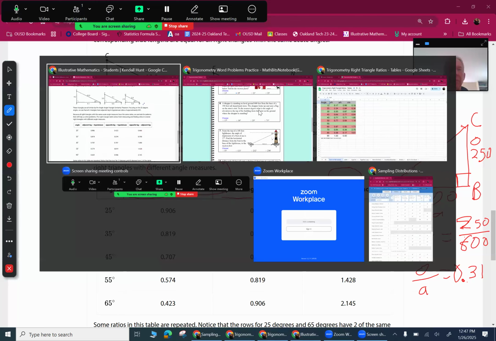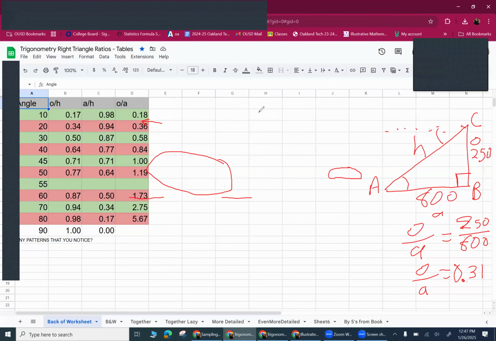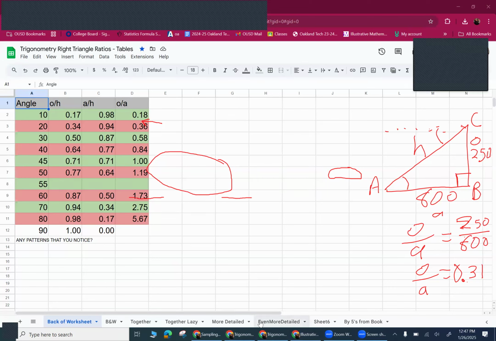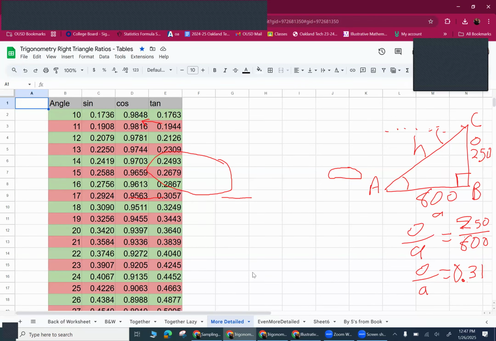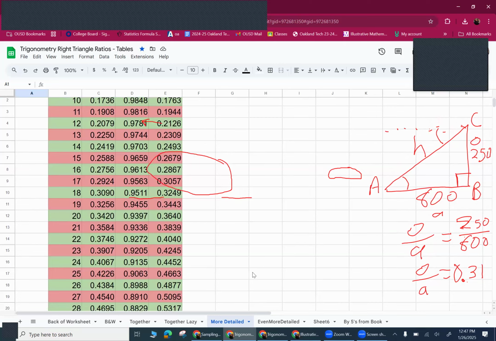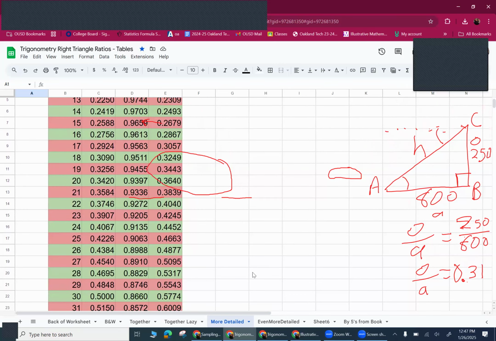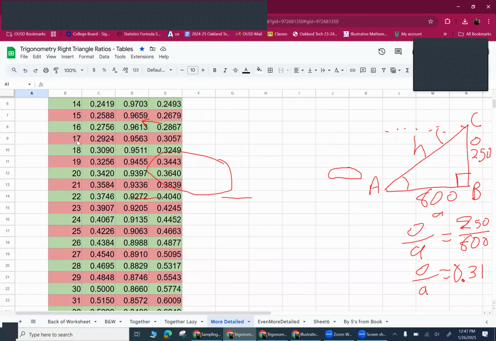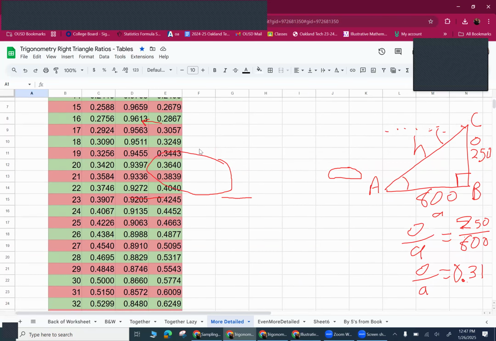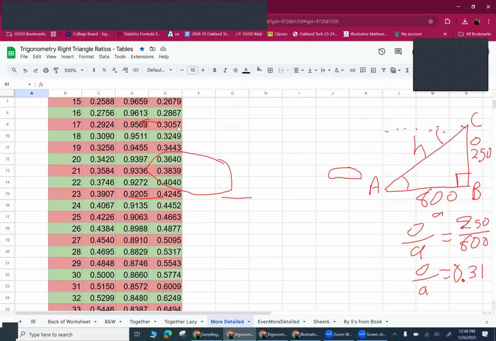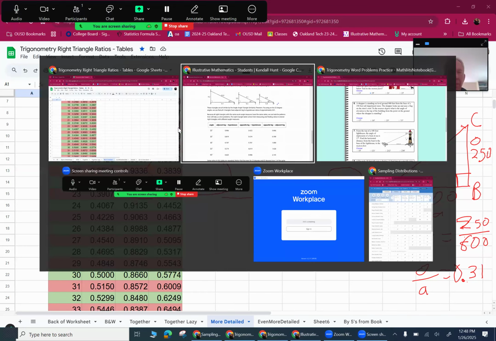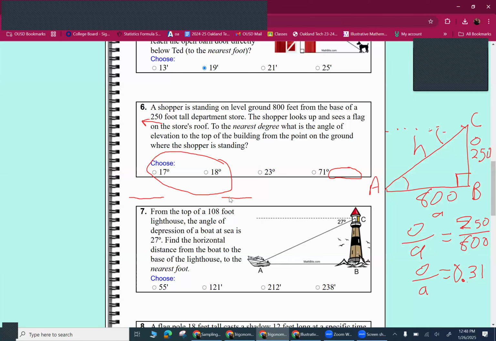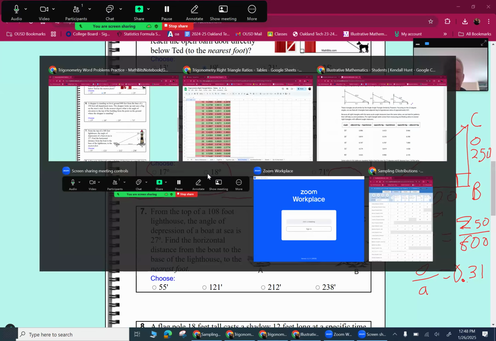What would help us is actually a table with more numbers. So let's see if we don't have a table with more numbers here, which I think we do. More detailed. We're looking for 0.31. Looks like it's very close to between 17 and 18 degrees. It's definitely not 19 degrees. I think it's closer to 17. That's a hard choice. We're going to choose 17 and see if we're right.